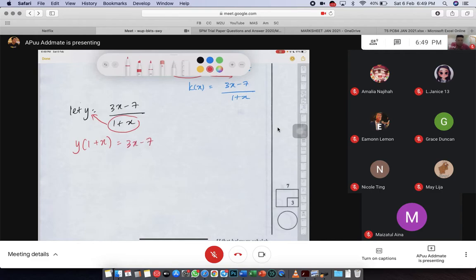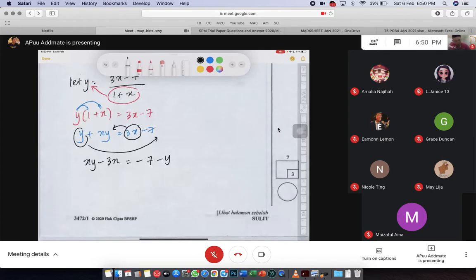Is that step okay, May? Can you follow? Yes, okay. So can I just expand? Put it inside. So we get y plus xy, then equals 3x minus 7. Next, you want to get x as the subject. So you have to group x with x. 3x moves to this side, and this y moves to the back. Alright, so next you will get xy minus 3x, and then equals negative 7 minus y.